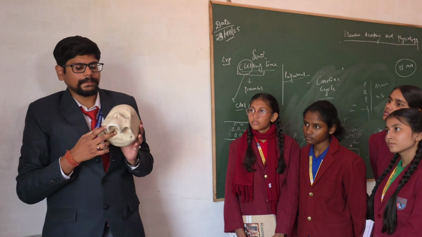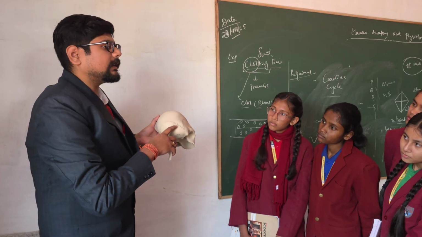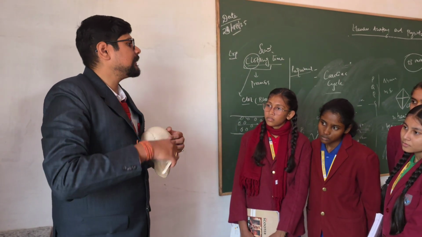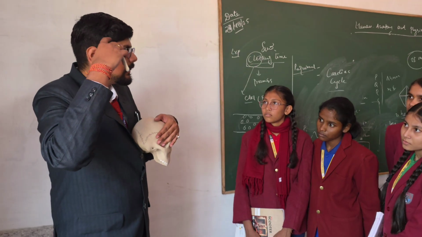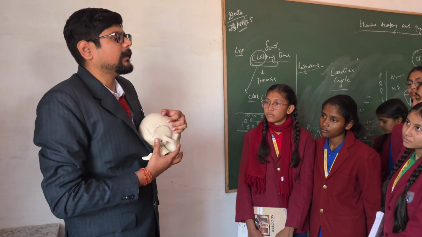Okay. Now, what is the other thing? Let's see. This is the lining. It shows that the plates are joined. If we see the real skull, there is a lining in that. That shows the plates are joined. The bones are joined together.